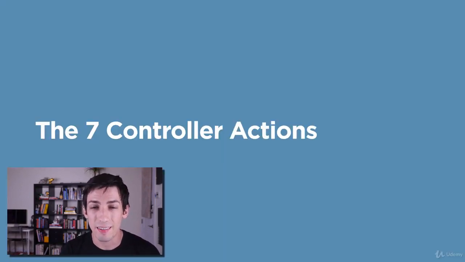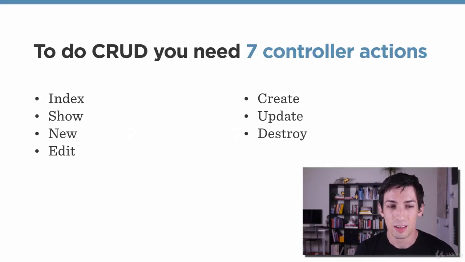Now I want to talk about the 7 controller actions. To do CRUD, you need 7 controller actions. Now, why? Didn't I say that CRUD was just 4 things? Create, read, update, delete? That's true, but now I'm going to show you why 7 controller actions need to be involved in all of that. You've got index, show, new, edit, create, update, and destroy. You don't need to memorize all of these, by the way. CRUD, the 4, is pretty useful to memorize, but these 7 you don't need to memorize. But I'm going to show them to you now, and I'll walk you through each one.